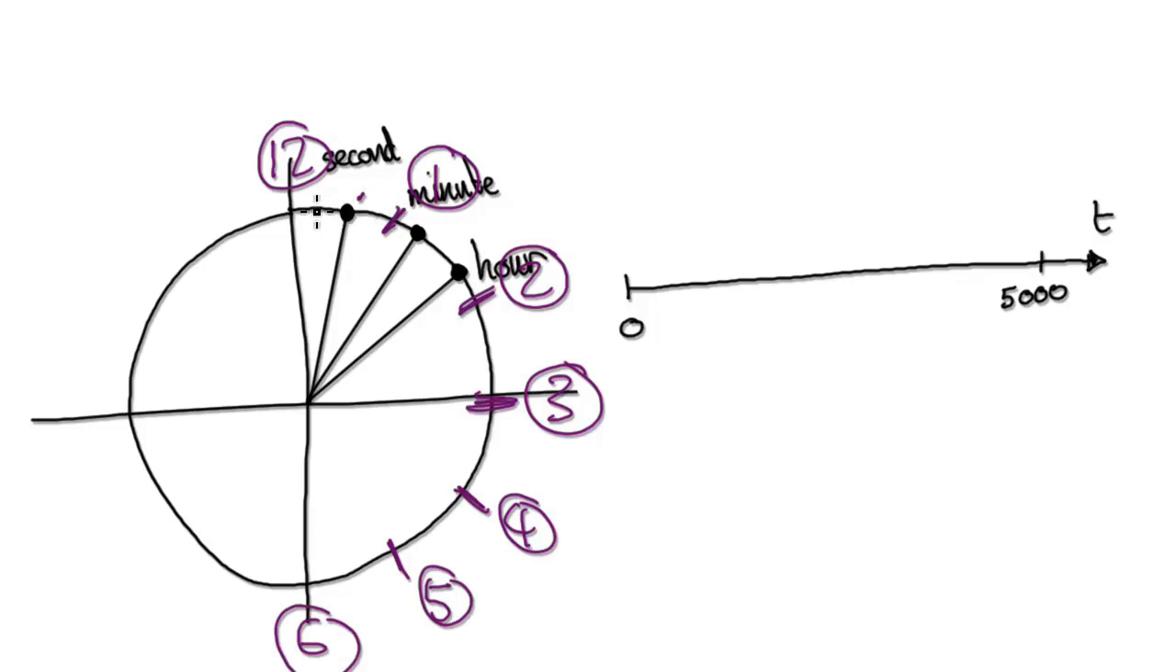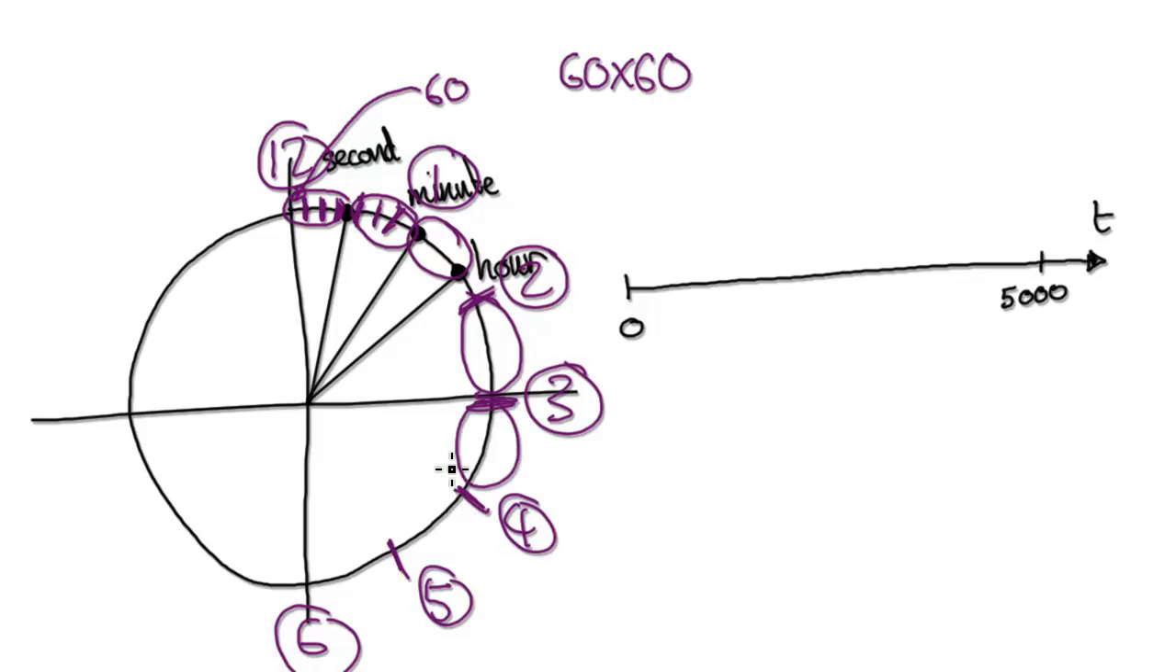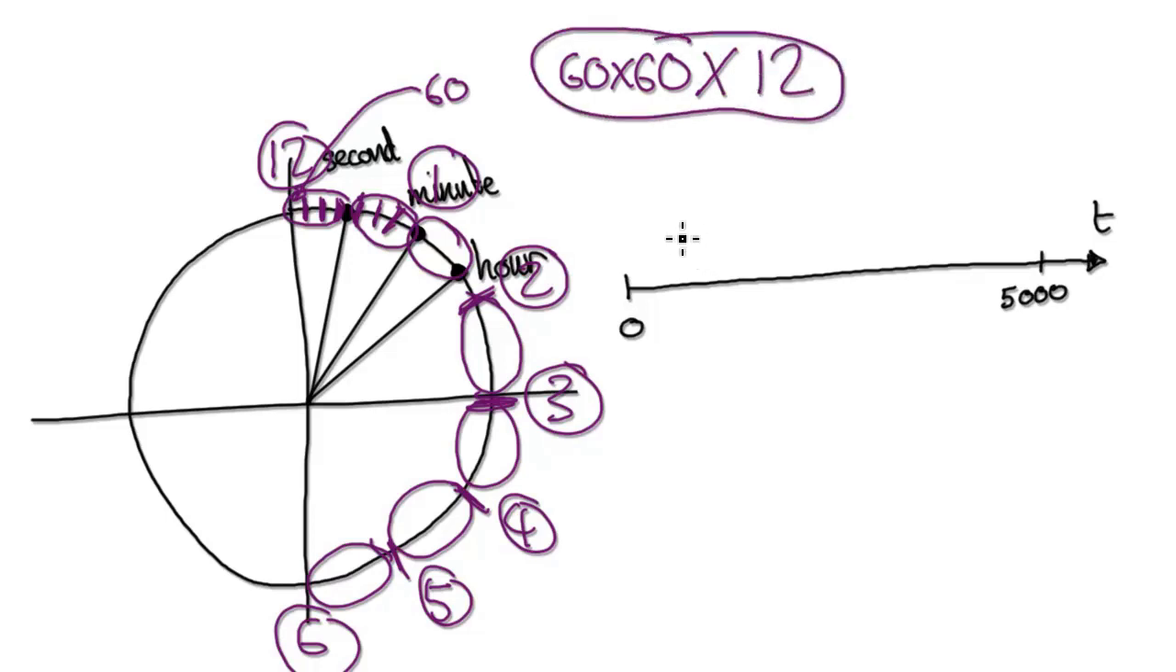But there are 60 minutes in here. Let's just imagine there are 60, and then within that minute there are 60 seconds. So you can see that 1 hour would be 60 times 60, but there's another hour here, and another hour here, another hour here. So you need to times by 12. So that would then simulate our hour hand.